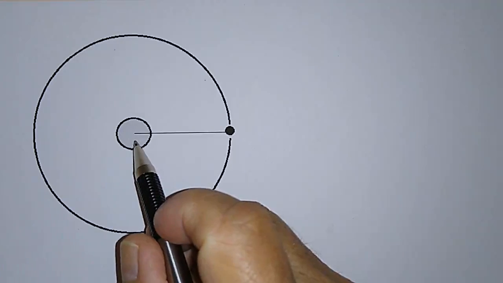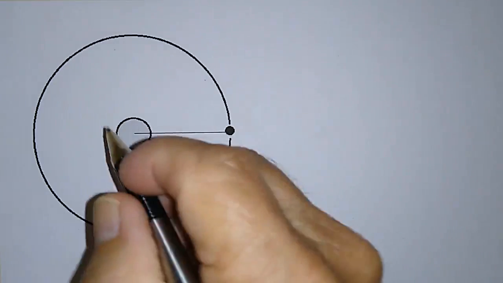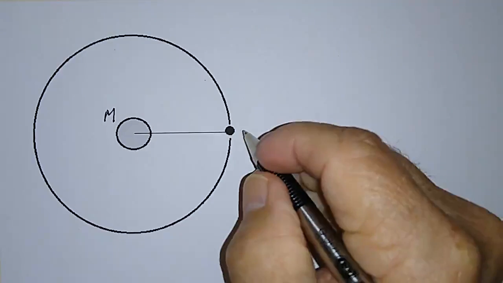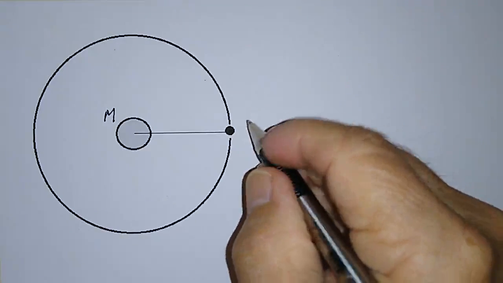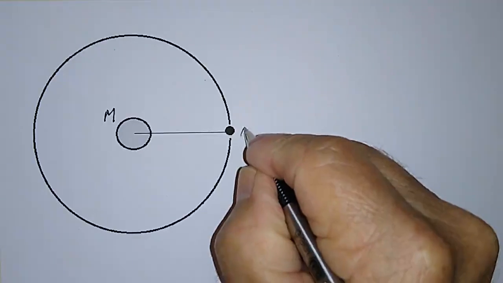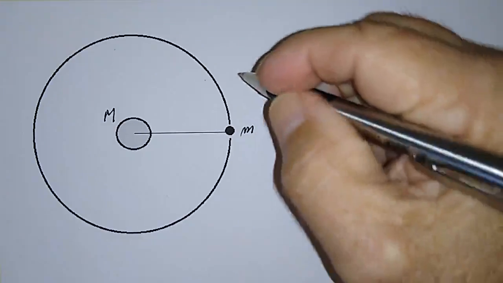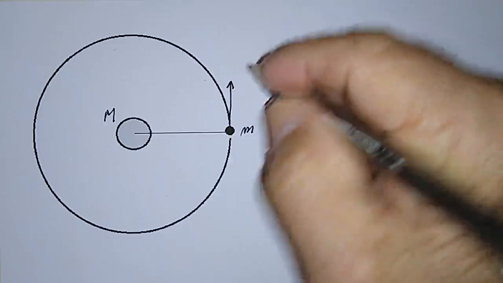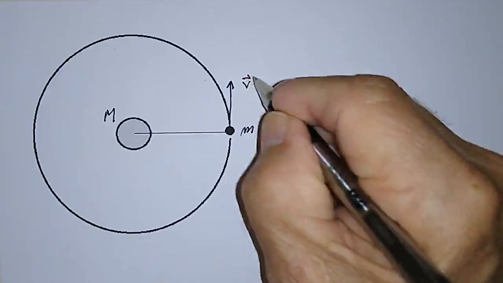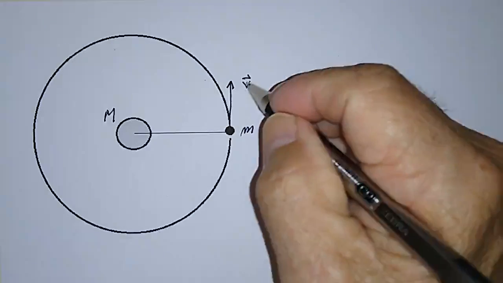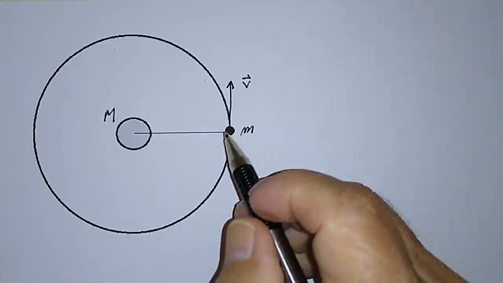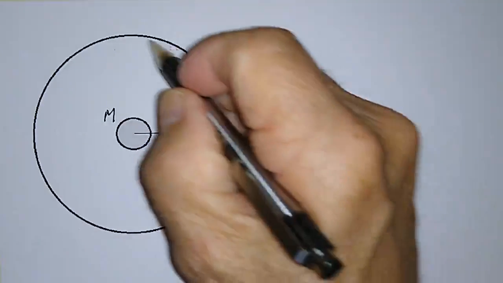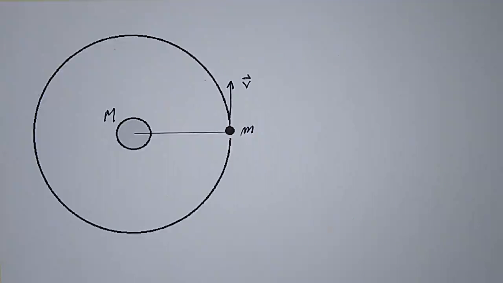So let's assume that this central body, like the Earth, for example, has a mass, let's call it big M, and that this orbiting object has a small mass, little m, like this. And let's just assume that it's orbiting at some constant speed. The magnitude of this velocity is constant. It's going around the orbit in a counterclockwise fashion in this picture here.